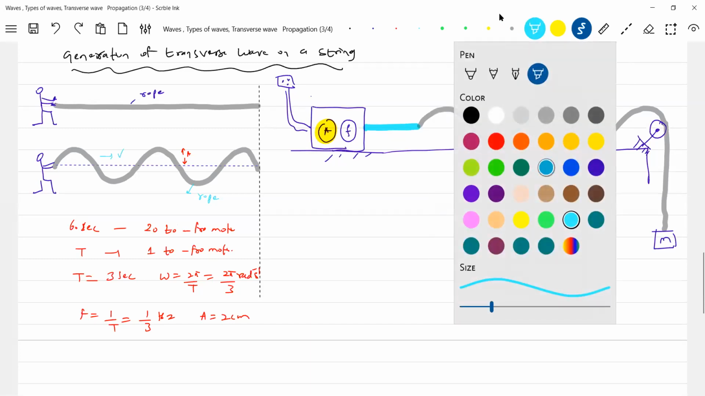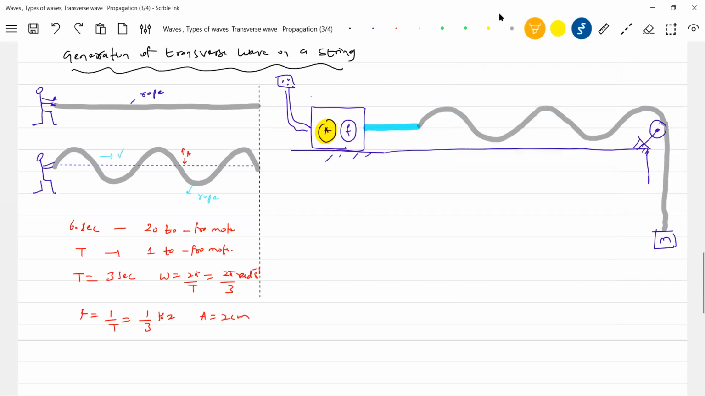Let me take this. No person will hold the rope at one end and start waving it. It is not possible to generate an exact transverse wave that way; the amplitude will be varying. So what is done practically? This is the instrument. This is called a rod. This is a rope, and here the wave is propagating.